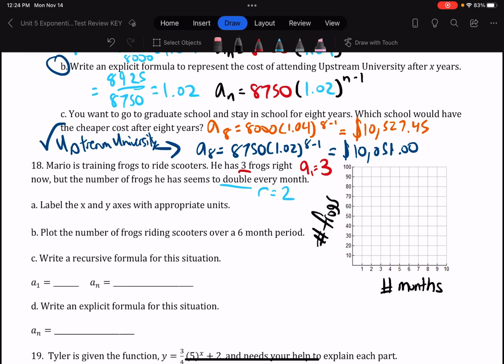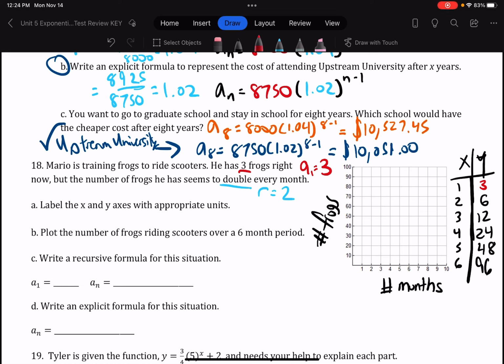Then it says plot the number of frogs riding scooters over a 6-month period. To make this a little bit easier, I'm going to make an X and Y table. I know my domain is going to be 1, 2, 3, 4, 5, 6, because it's asking for 6 months. My first month, I'm starting off with 3 frogs. If I double that, I'll have 6 frogs. 6 times 2 is going to give me 12 frogs for the 3rd month. My 4th month is 12 times 2, which is 24 frogs. My 5th month, I'm going to double 24 to give me 48 frogs. And for the 6th month, I'm going to double 48, which will give me 96 frogs.